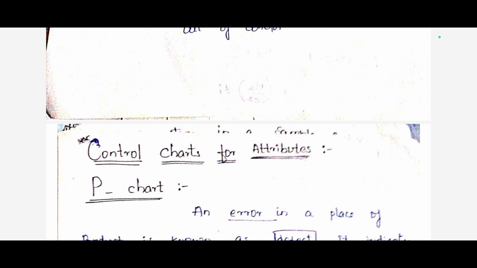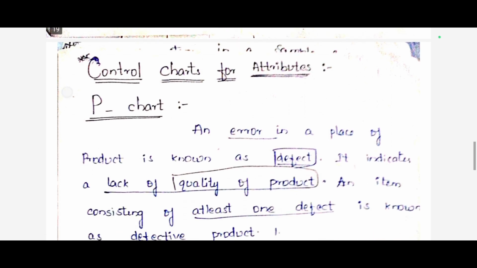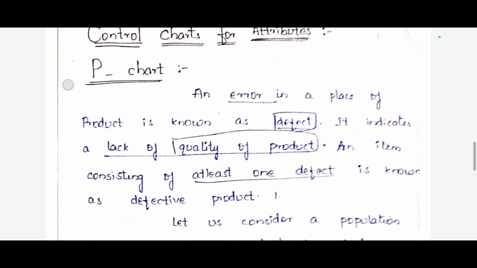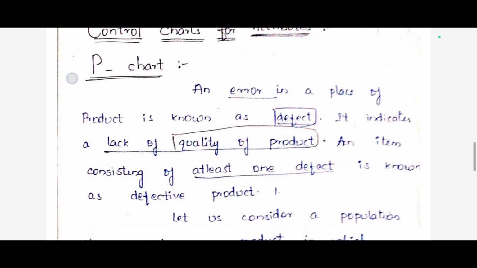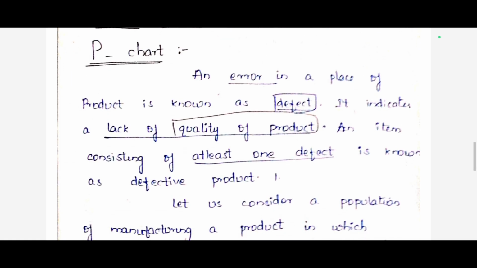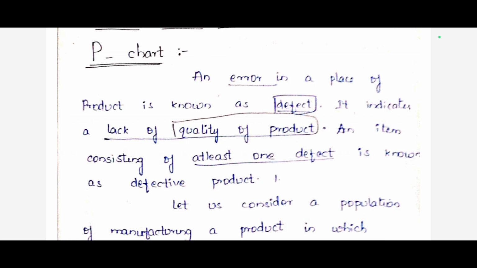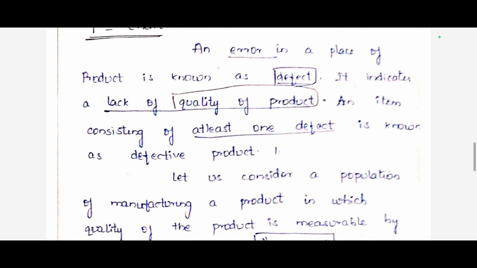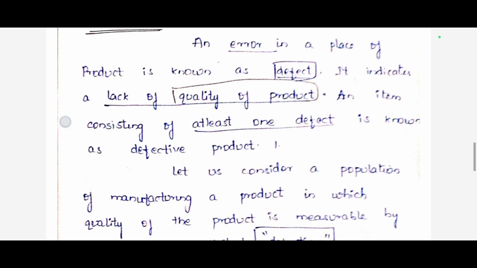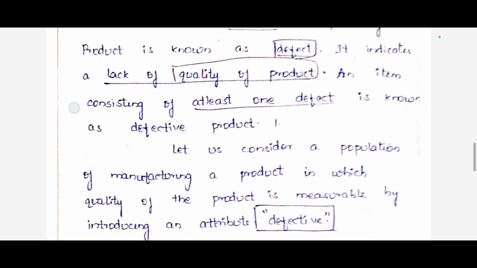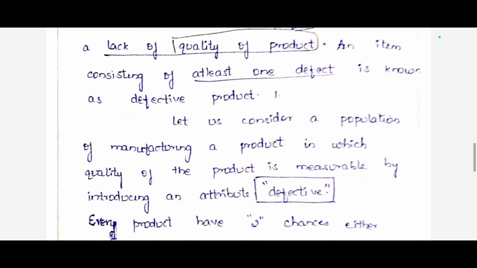Okay, let's see what are these control charts for attributes. So first of all, we have to look at the P chart. What is a P chart? An error in a place of a product is known as a defect. It indicates lack of quality of the product. An item consisting of at least one defect is known as a defective item.